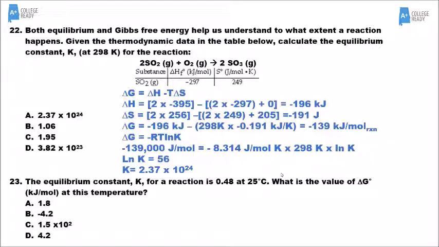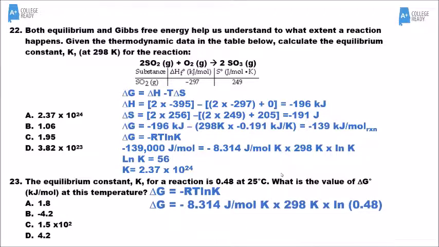Number 23 is basically the opposite tact from number 22. This time you're given a value for K. Notice that it's less than 1, and that typically tells you that it's not thermodynamically favorable. So we're expecting delta G here to be a positive number. So again, we use this equation. We plug in the value for R, the value for temperature in Kelvin, and natural log of 0.48, and you get 1,818 joules per mole. And since the question asks for kilojoules per mole, we just move the decimal place.